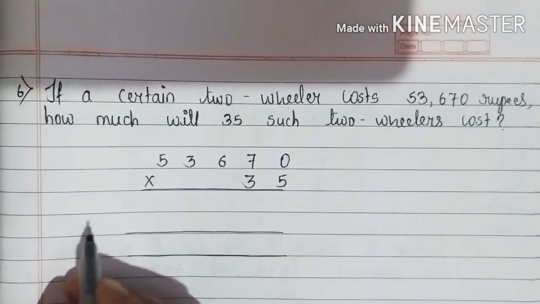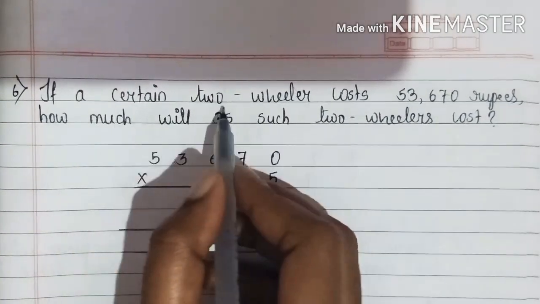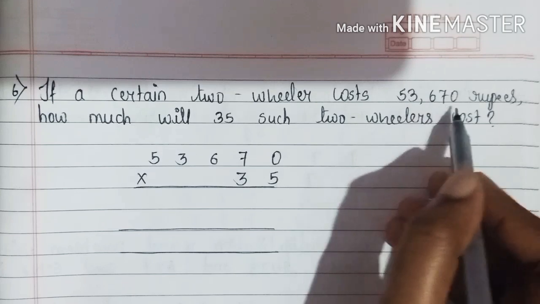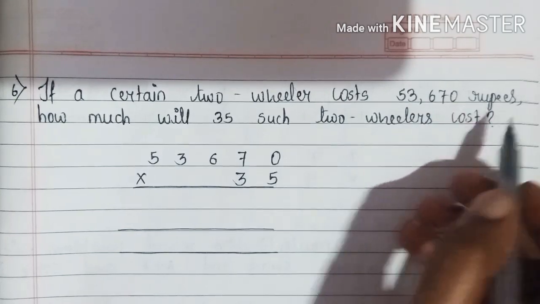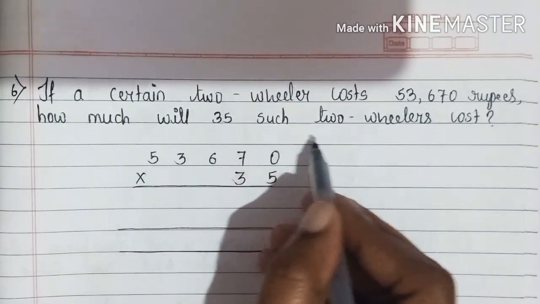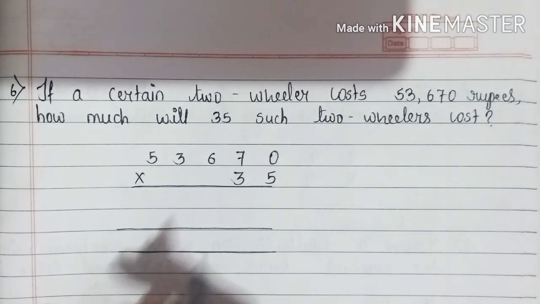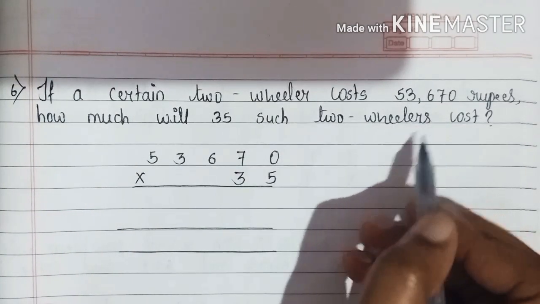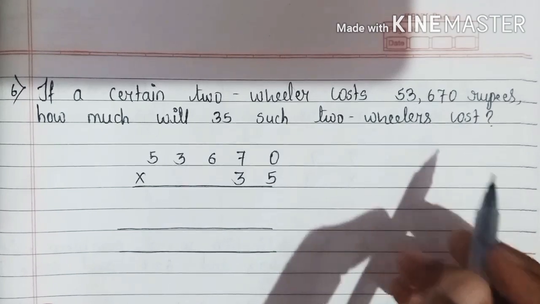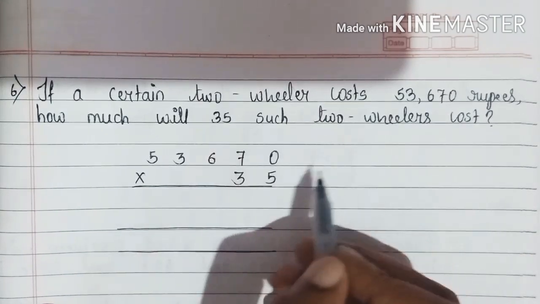Okay, let us see question number 6. If a certain two-wheeler costs 53,670 rupees, how much will 35 such two-wheelers cost? Okay, here the cost of one two-wheeler is given, that is 53,670. We have to find out the total cost for 35 such two-wheelers.